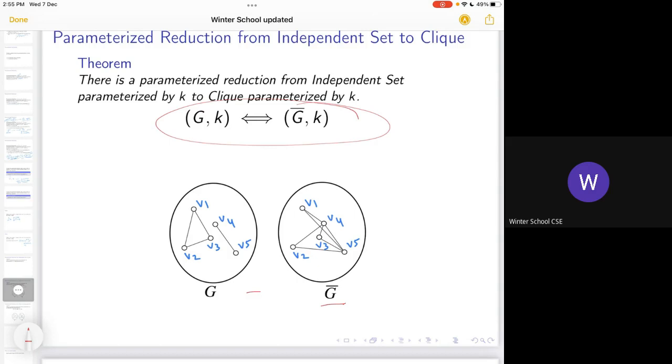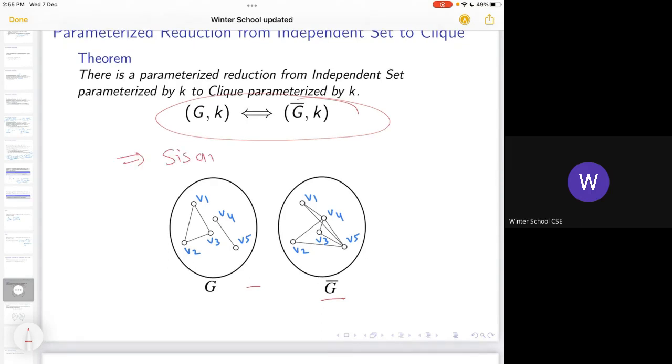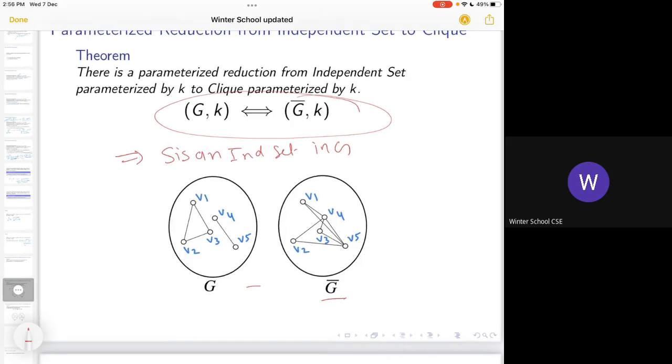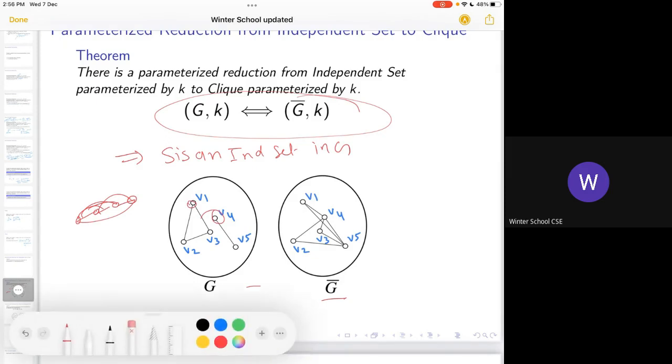So does anybody want to say why the correctness holds? Let's start with the forward direction. Suppose I give you an independent set of size k in G. What can you say about the reduced instance? Yes. Because what did we do in the complement graph? We removed all the edges which are present in G and added all the edges which are not present in G. So if I have an independent set in G, they will become a clique in the graph G complement because all these edges are present now. So for example, here V1 and V4 have an edge between them. And so this forward direction is okay.